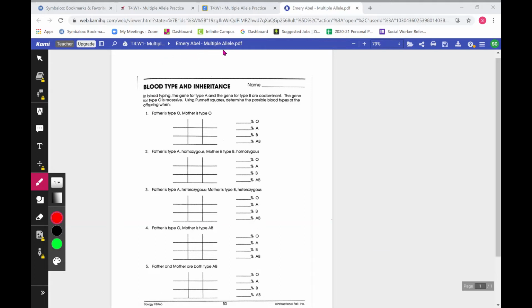And blood typing, the genes for type A and the genes for type B are codominant, meaning if they're together, like they show up right here, then they will, right there, that's codominant. Remember, I told you that this is a dominant allele and this is a dominant allele. The O is the recessive allele.